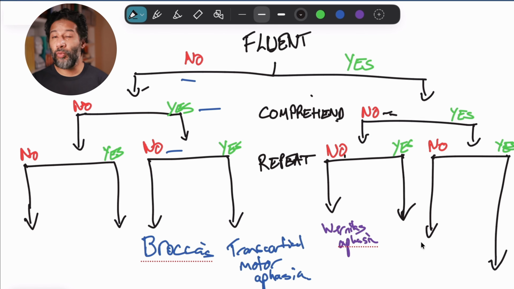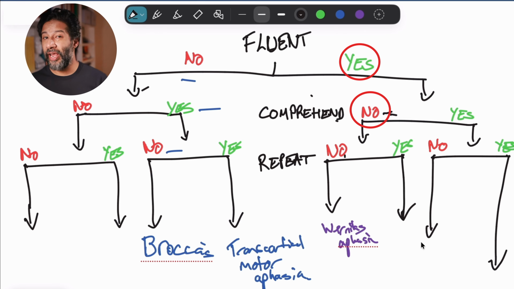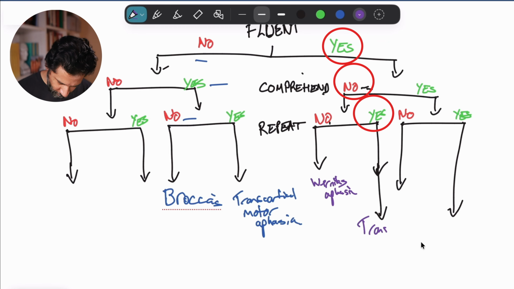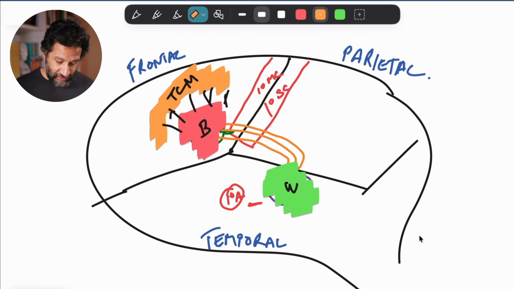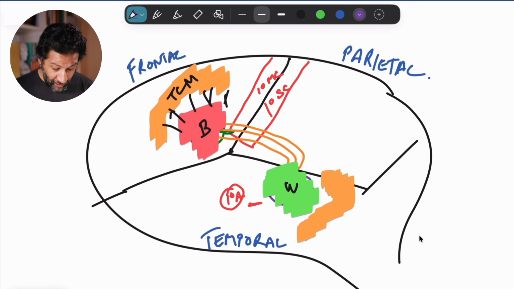Okay, now similarly, what if we have the same picture? Fluent, comprehension impaired, but this time they can repeat. This is called a transcortical sensory aphasia. So in a transcortical sensory aphasia, it's like Wernicke in that speech is fluent, the words are coming out, and comprehension is impaired, but repetition is preserved. And where does the lesion sit? Well, it sits posterior here, behind Wernicke's area, in essentially another watershed zone between the MCA and the PCA.